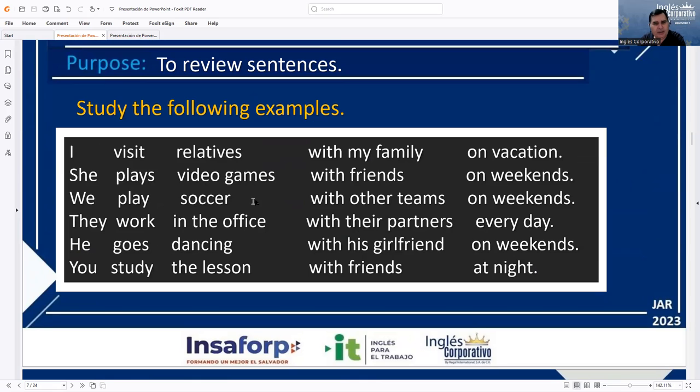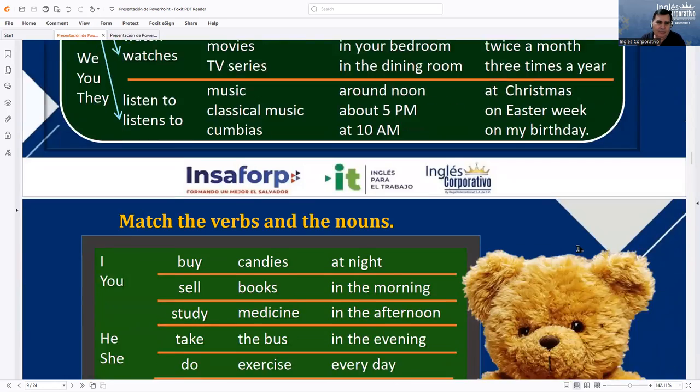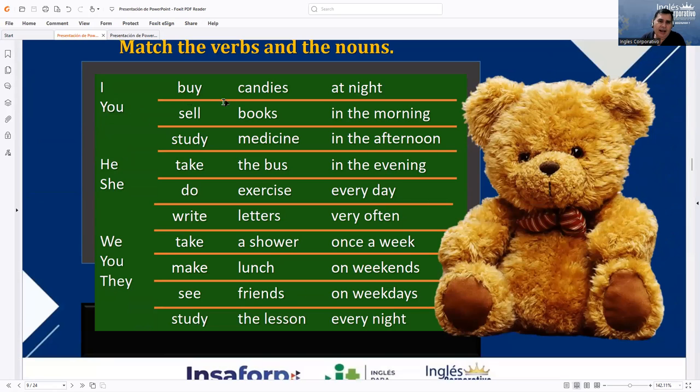She plays video games with friends on weekends. We play soccer with other teams on weekends. They work in the office with their partners every day. He goes dancing with his girlfriend on weekends. You study the lesson with friends at night. Okay. And here, I buy candies at night. You sell books in the morning.